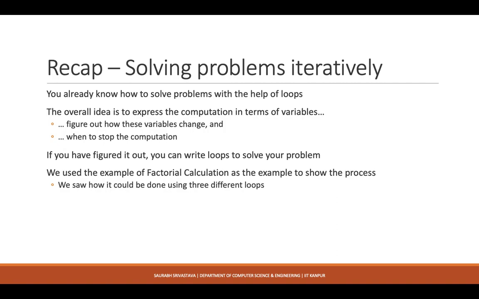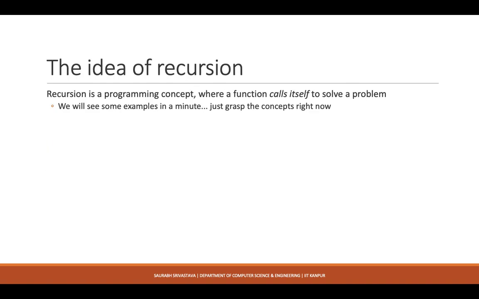Now, we saw one particular example, the example of factorial, in so many different fashions. We actually used three loops, while, do while, and for. We used all these loops to solve the same problem, factorial calculation. So we'll use that again now with another approach. The whole idea of recursion is a programming concept where a function calls itself to solve a specific problem.